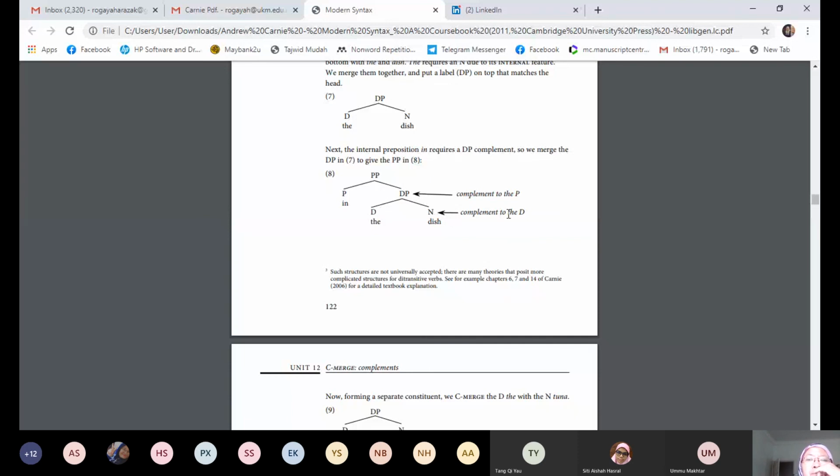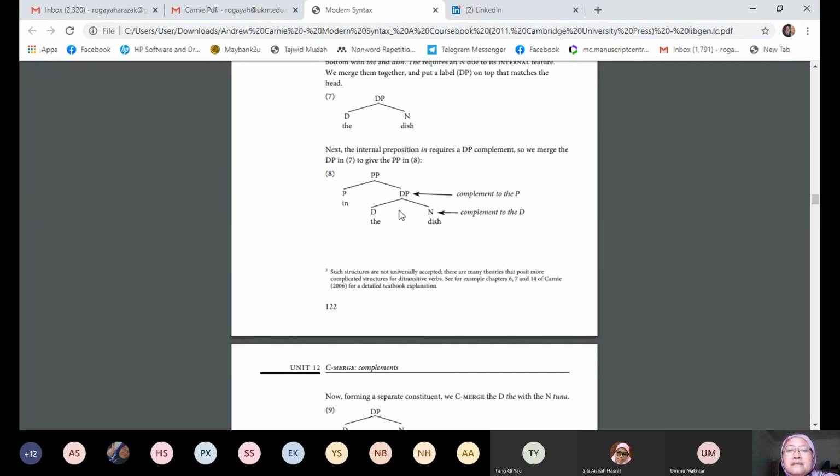N is a complement to the D. And then DP is the complement to the P. DP is a complement to the P here. You remember, this is a prepositional phrase, right? So in the prepositional phrase, the preposition in is the head. And then in will say, what do I require? So they will specify a DP.